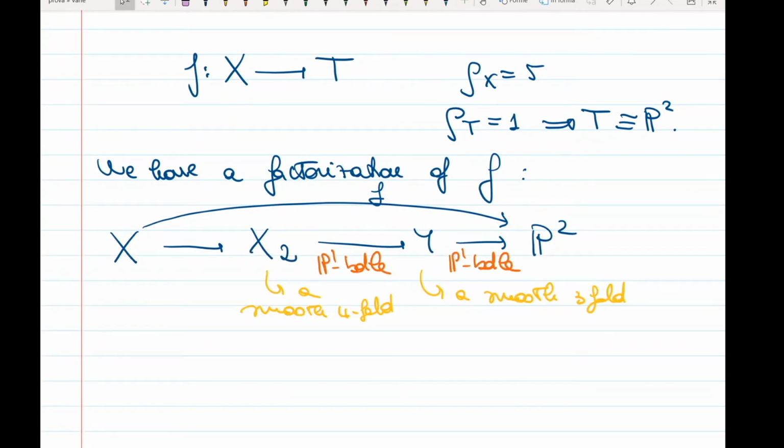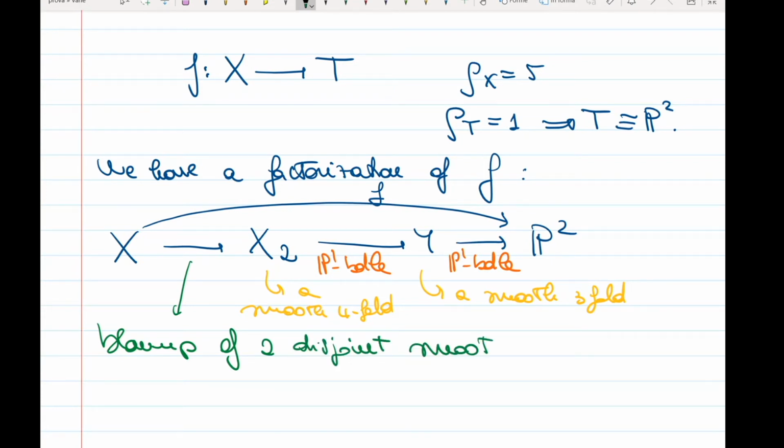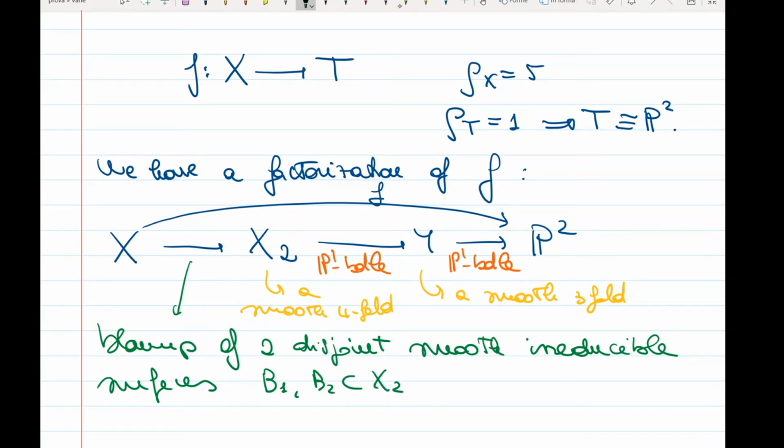So now if you count the Picard numbers, we have 1 on P2, 2 for Y, 3 for X2, and 5 for X. So for this step from X to X2, the increase is 2. And in fact, this last step is the blow up of two disjoint smooth irreducible surfaces B1, B2 in X2, which are finite over P2 under the map from X2 to P2.